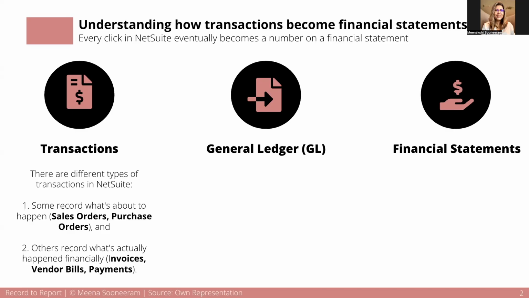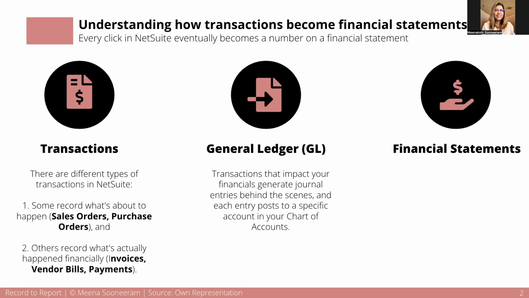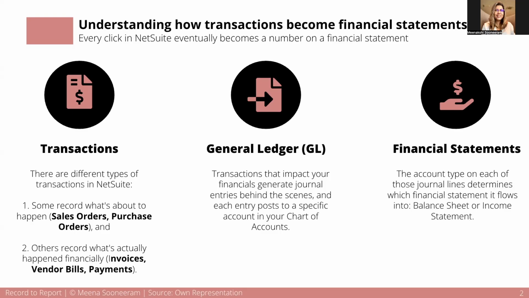Next, your GL. So when a transaction has a financial impact, let's say, for example, your vendor bill, NetSuite translates it into debits and credits and posts them to your chart of accounts. And finally, depending on the account type associated to each account, NetSuite will determine where that amount will get posted. So for example, if your account type is assets, liabilities, or equity, it will get posted to your balance sheet. And if it is a revenue or expense account, it will get posted to your income statement.